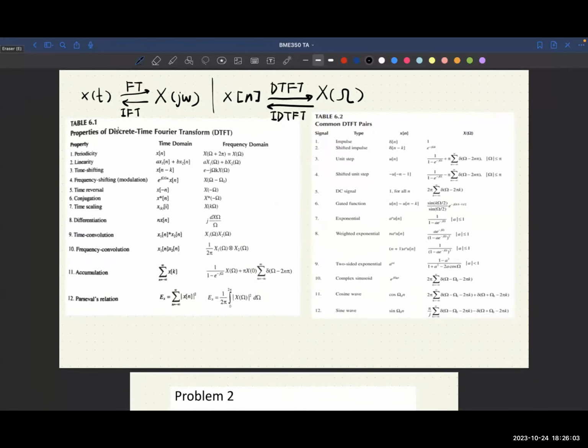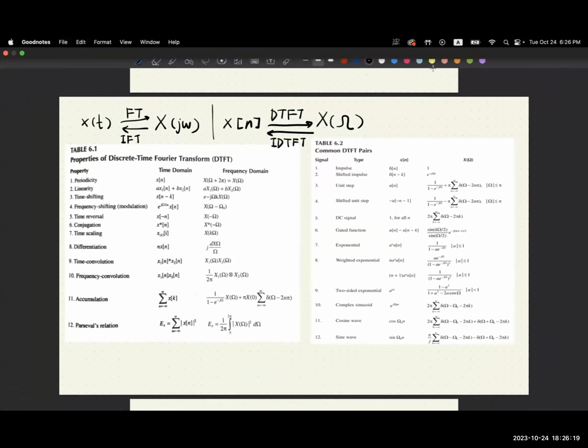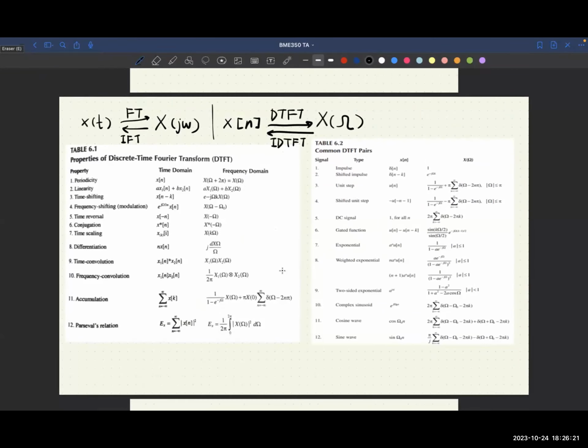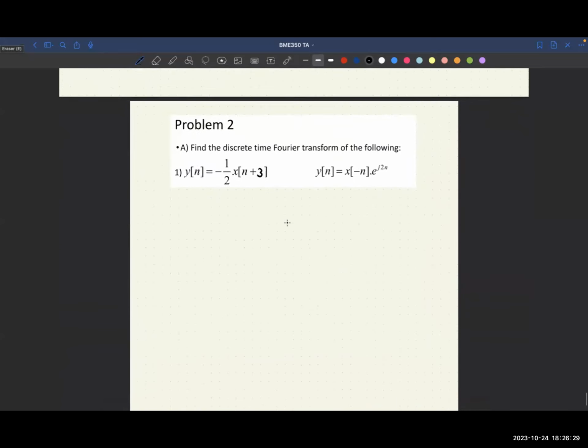And with this topic, you will mostly be using tables 6.1 and 6.2. Does anyone have a question on this before we move forward? Okay, cool. We don't have any questions here. Let's jump into our question.